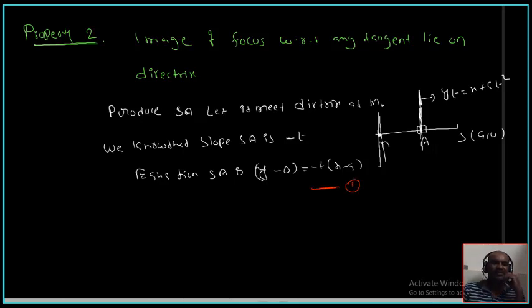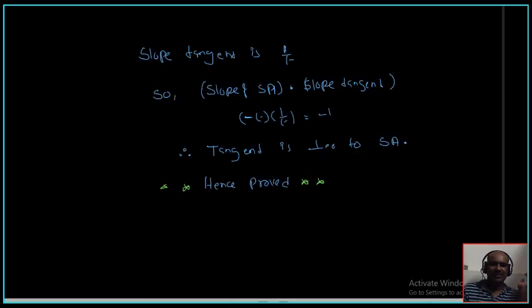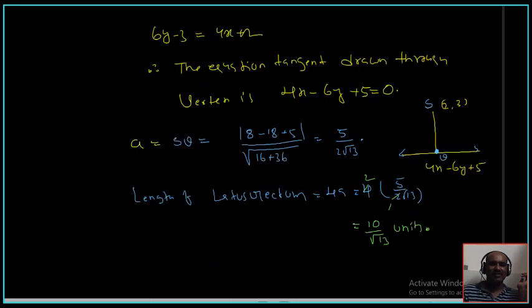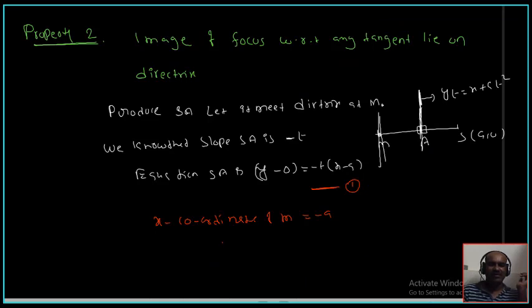So what is the x coordinate of M? The x coordinate of M is minus a only. Observe in the diagram. This is the line x plus a equal to 0, x equal to minus a. Every point on this line has x coordinate minus a. That's why the x coordinate of M is minus a only. To find the y coordinate, we need to substitute minus a in equation 1. So 1 gives y equal to minus t into minus a minus a. What is minus a minus a? Minus 2a. This is 2at. Y equal to 2at. Therefore, the coordinates of M are minus a comma 2at.